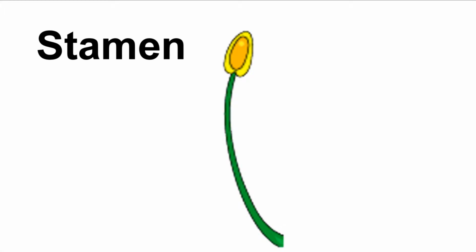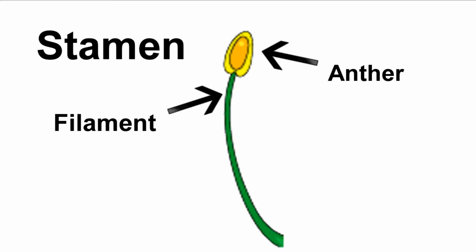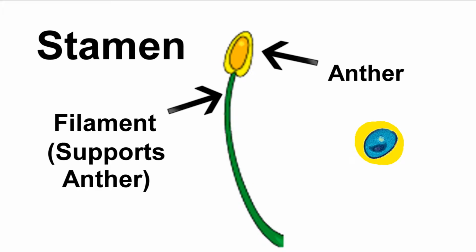The male structure is known as the stamen. The stamen consists of the anther and filament. The anther contains the pollen grains which produce the male gametes. The filament is the stalk that supports the anther.